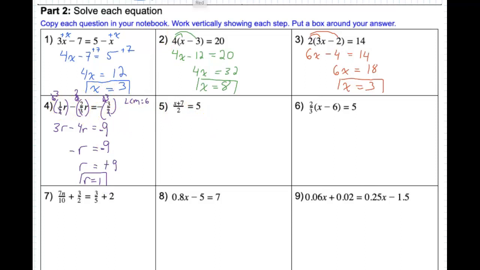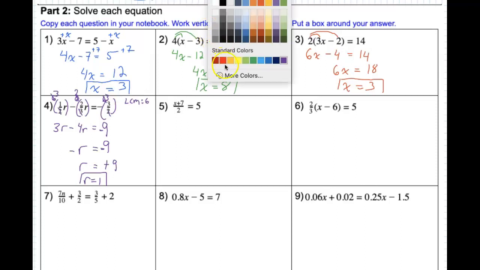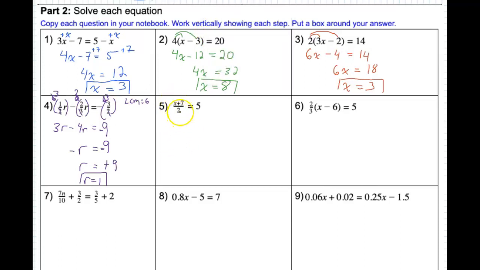Okay. Let's take a look at number 5. Let's change the color here. Let's go for something interesting. Here we go. See, this is division here. I don't think there's a lot of better choice here other than to undo the division first. So I could times by 2 to both sides. So that would leave me with 2 divided by 2 just cancels the division. So I have x plus 7 equals 10.